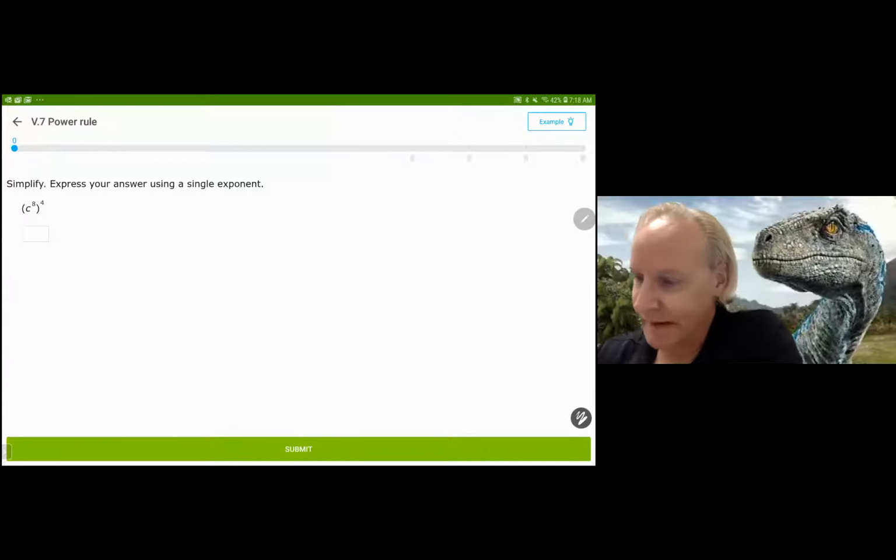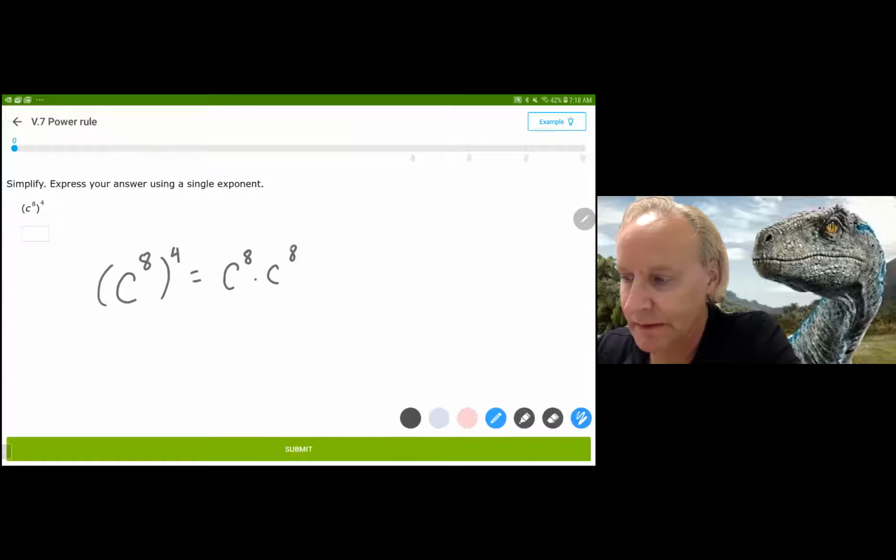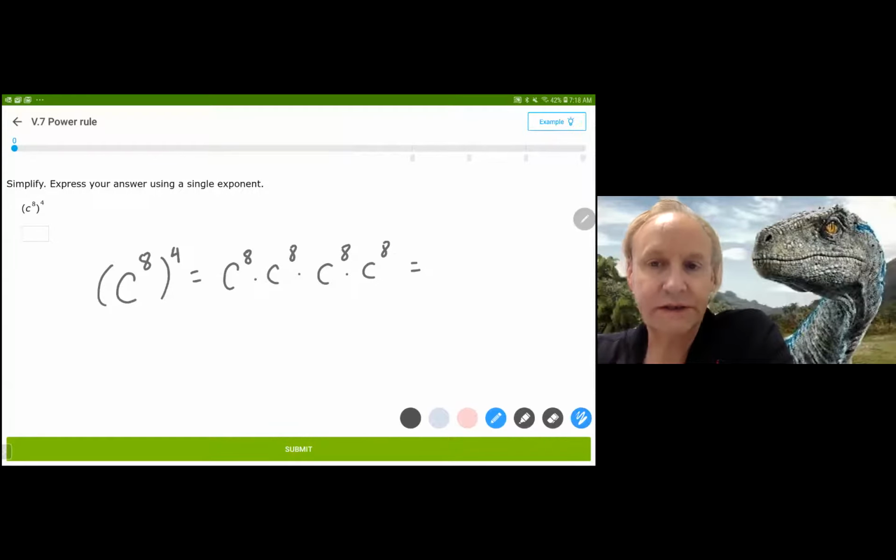It basically says that if we're going to take a power to a power of a base, we are going to multiply the exponents. And here's the reason this happens. What you see here, if you can't see it, I'll write it a little bigger. This means c to the 8th times c to the 8th times c to the 8th times c to the 8th.